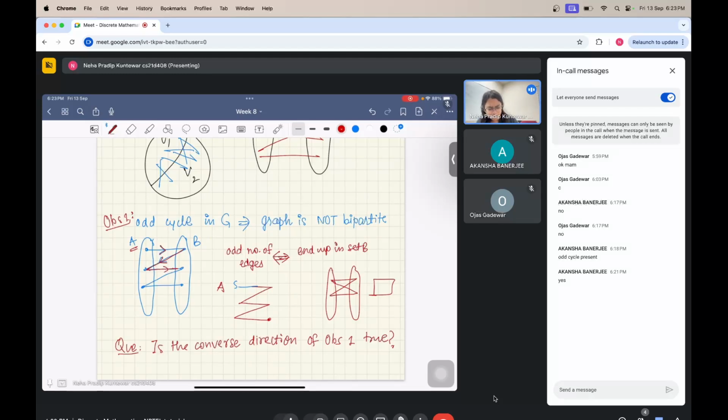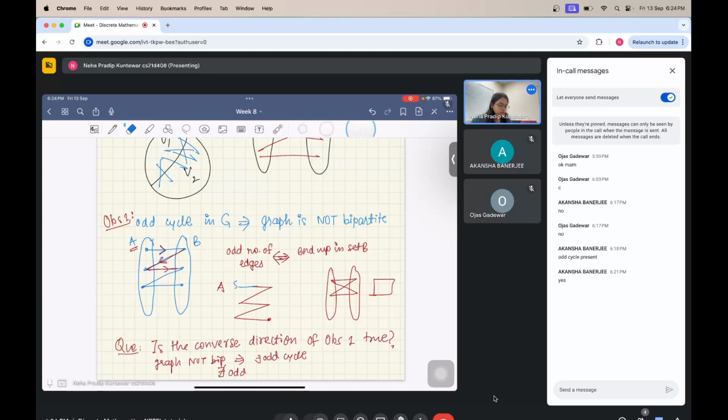Okay, so the same argument actually holds for the other direction as well. So if your graph is bipartite, then you can't have an odd cycle. What I'm trying to say is, is it true that if the graph is not bipartite, then there is an odd cycle? Or do you think that does not exist?